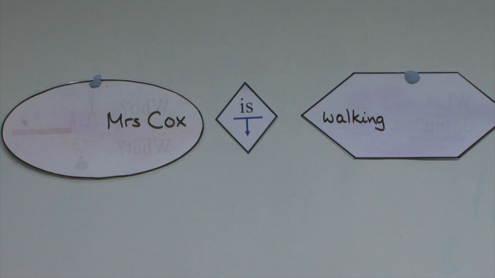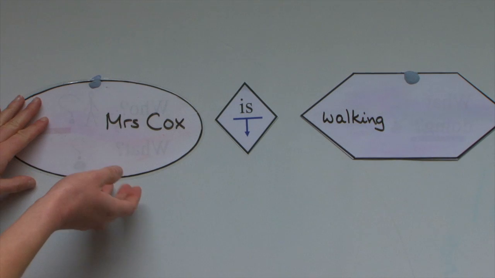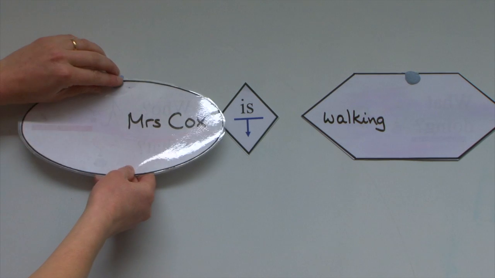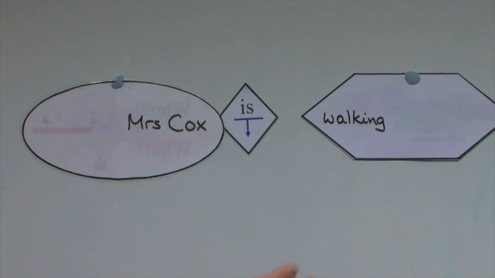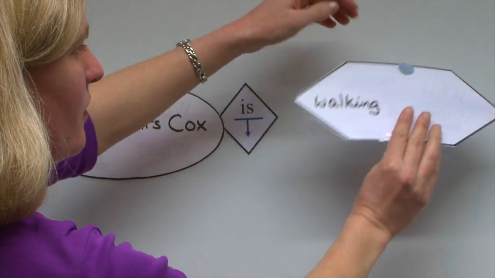So then Mrs. Cox will show us Mrs. Cox is walking. And then we'll ask what's happening. Mrs. Cox is walking. And then to make the link between the shapes and the words, we would ask some questions. So who is walking? Mrs. Cox. What's Mrs. Cox doing? What's she doing? Walking.